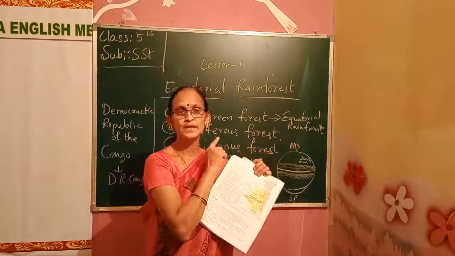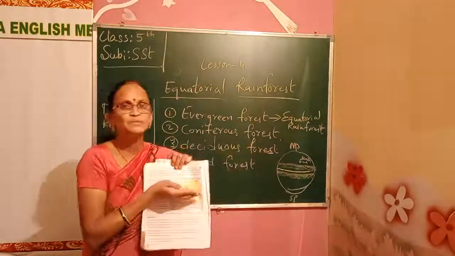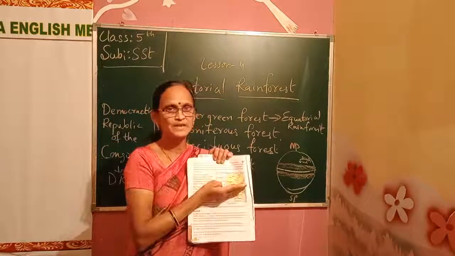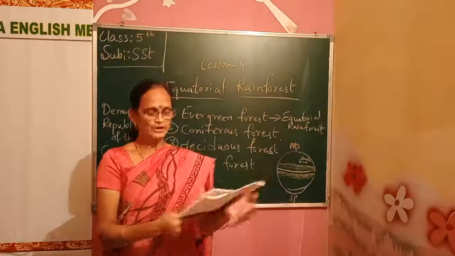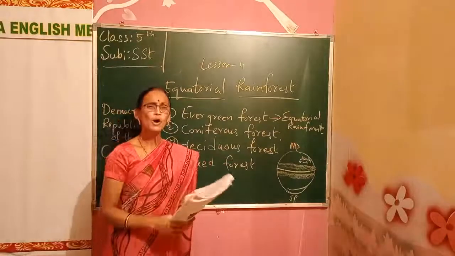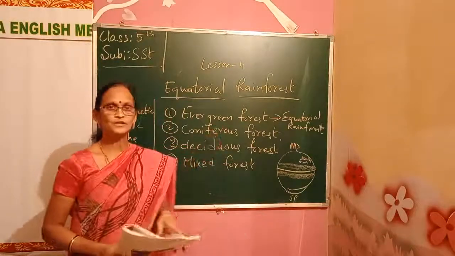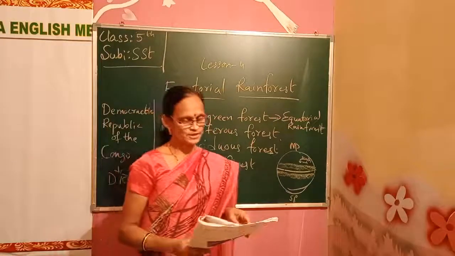Then you can see that there is an equator line here, and which countries are coming on the top in the northern part and which countries are coming in the southern part. You can locate them. Now, what about the climate? How is the climate in this evergreen forest or the equatorial rainforest region?